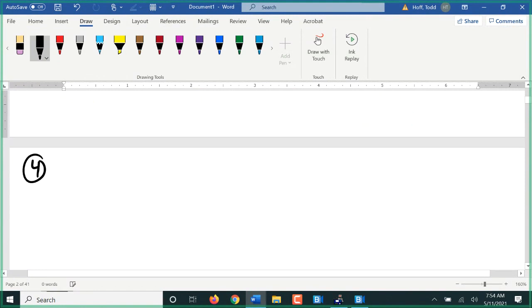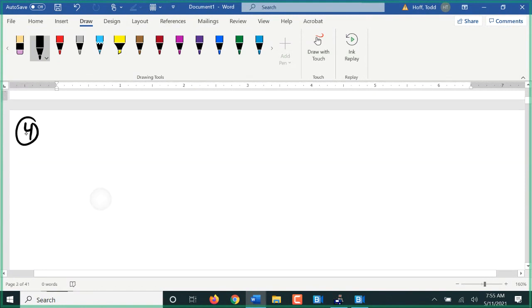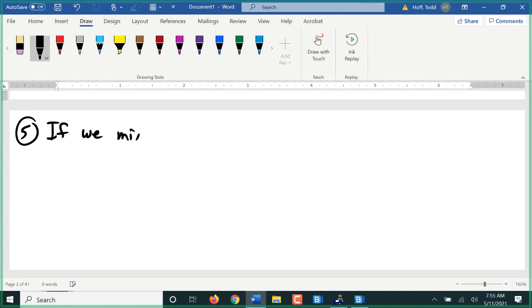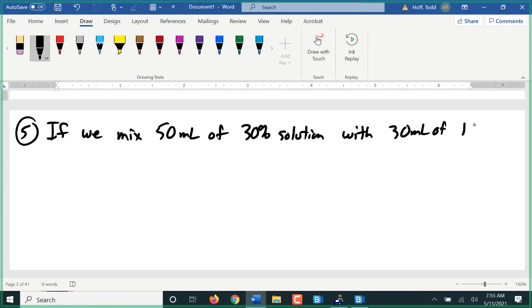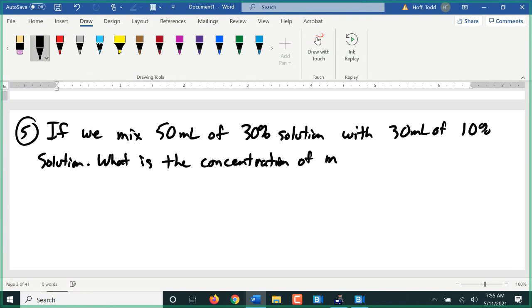The next one I'm going to look at here is a much more simplified version of these questions. Actually, this would be number 5, not number 4. And what I'm going to ask is, if we mix 50 milliliters of 30% solution with 30 milliliters of 10% solution, what is the concentration of that resulting mix?